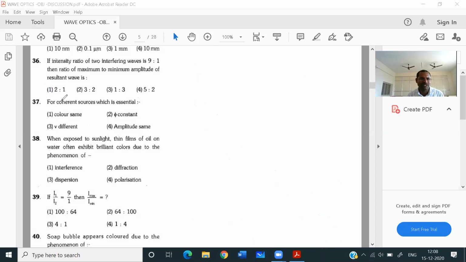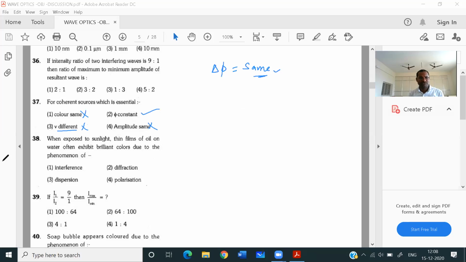Next, question number 37. For coherent sources, which is the essential condition? A very important thing for coherent sources is that the phase difference should be the same. Delta phi should be the same. Then only they are said to be coherent sources. Color difference is wrong, amplitude difference is wrong, velocity difference is wrong. Phase should be the same. So for 37, option 2 is the right answer.